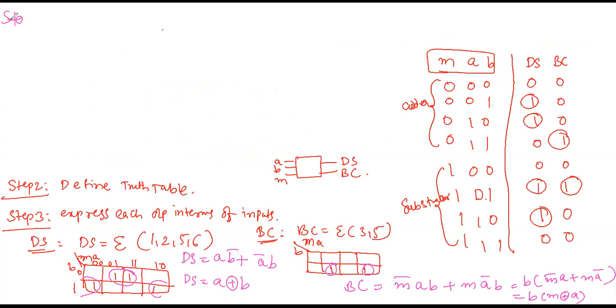Step 4, draw the logic diagram. So draw the diagram. Inputs are M, A, B. So first A XOR B. DS is equal to A XOR B.